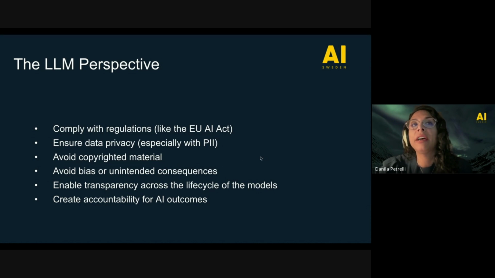This is what I immediately realized I needed to focus on when we wanted to build large language models in Europe. We needed to comply with regulations, or make sure that we will reach the point in 2025, right? When in August we need to show compliance, like in the EU AI Act. Ensure data privacy, I'm talking about GDPR, especially with PII. This is specific to Europe. Avoid copyrighted material. We have very strict copyright laws. Avoid bias or unintended consequences. Enable transparency across the life cycle of the models. And create accountability for the outcomes, for the outputs as well.